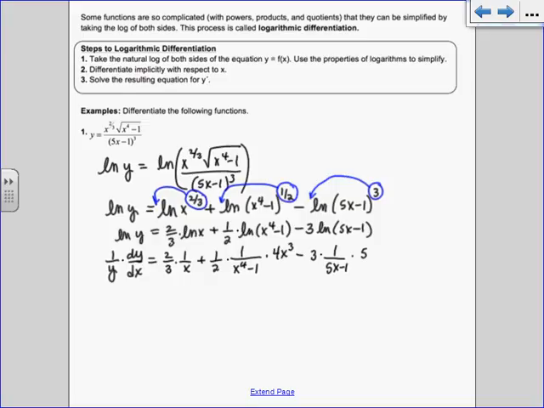Why are you taking 1 over y times dy over dx? Because the derivative of natural log of a y term is going to be 1 over y, but since it's a y, you need the dy over dx. It's implicit differentiation, remember? So I'm going to have 2 over 3x plus the 1/2 and 4 reduce out to 2. So I'm going to have 2x cubed over x to the 4th minus 1 minus 15 over 5x minus 1. And then I want dy over dx, so what's the last step I have to do?